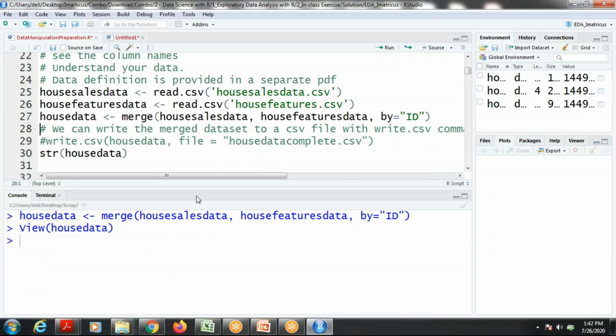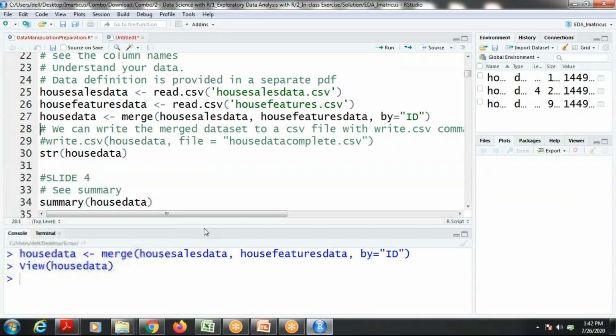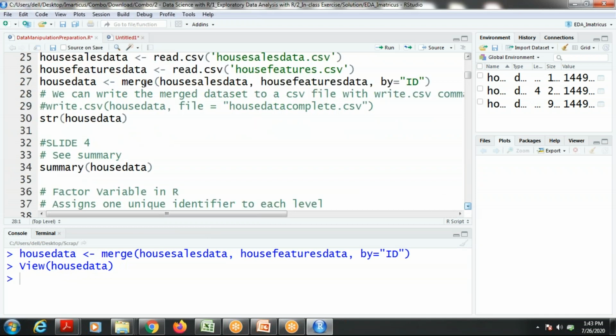So now I am moving back to the coding part and I will explain to you. Now this data which I have, the house data, is my final data which I merged. And this house data has some numeric variables and some non-numeric variables.